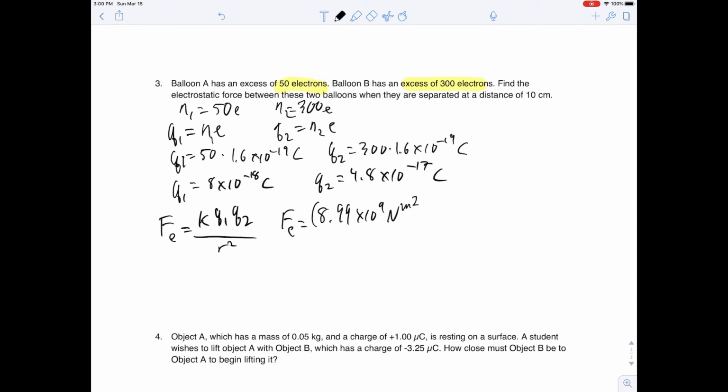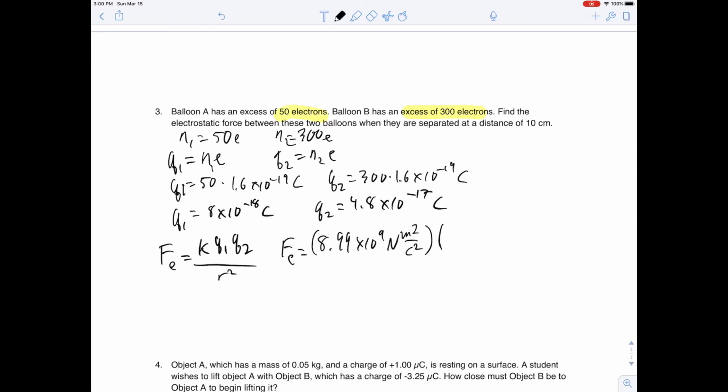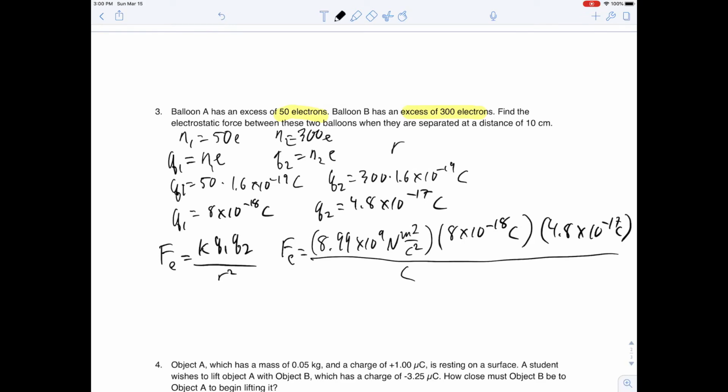8.99 times 10 to the 9th newton meters squared over coulombs squared, times my Q1, which was 8 times 10 to the negative 18 coulombs, times 4.8 times 10 to the negative 17 coulombs. That's my Q2. All of that over, what did they give us? R was 10 centimeters, which is actually 0.1 meter, and all that squared. You might want to check my work, but I got 3.45 times 10 to the negative 22 newtons. And these are two negatively charged, so it's going to repel.